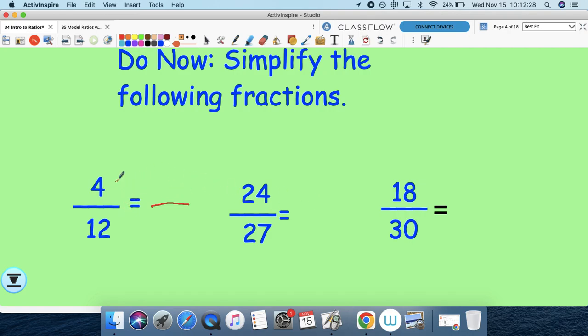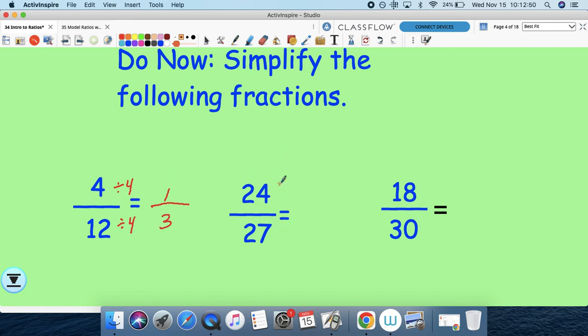Well, if I can find a common factor, except one, that I can divide both top numerator and denominator, I can simplify that fraction. In this case, I can divide the top by 4 and the bottom by 4. 4 divided by 4 is 1, 12 divided by 4 is 3. So 4 over 12 and 1 over 3 are equivalent.